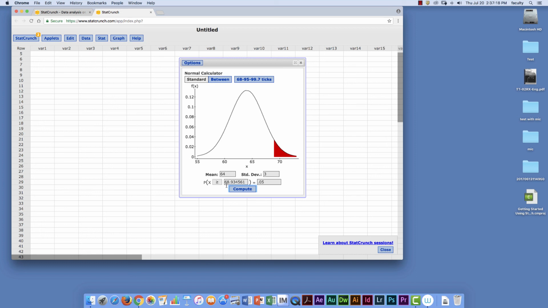So to find a value of x given a probability, what we do is we put our probability in this answer box here, press compute. It'll shade the area that it's found, and it will tell us the value of x that we're interested in.